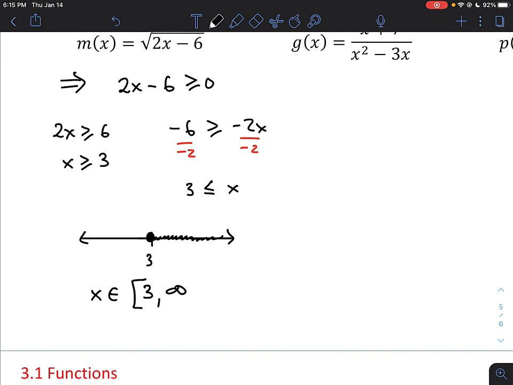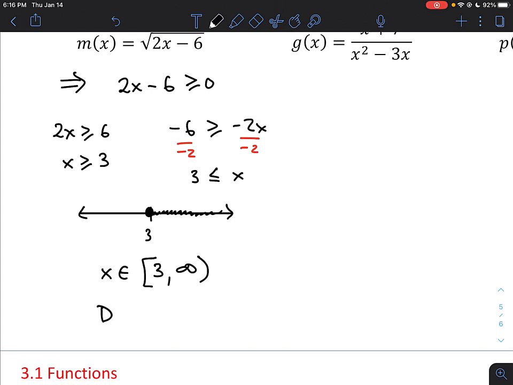We include the 3, so put a bracket on it, and we always put parentheses on infinity. This is called interval notation. This should be something you've seen before. We could simply say this as well, that the domain is equal to, you could just put the interval, 3 to infinity. This is our domain.